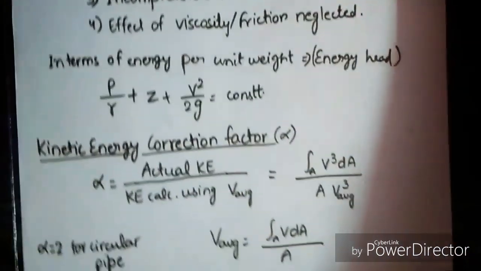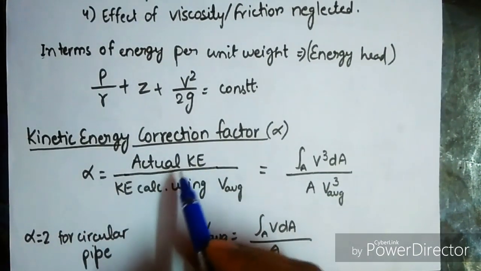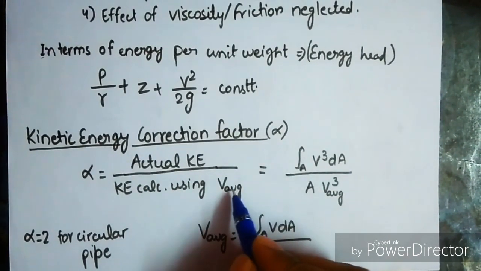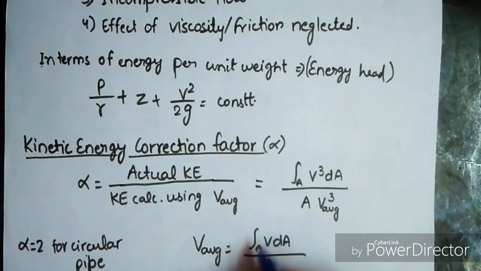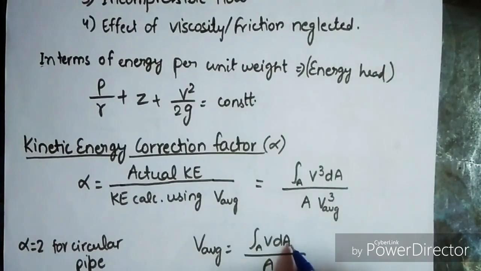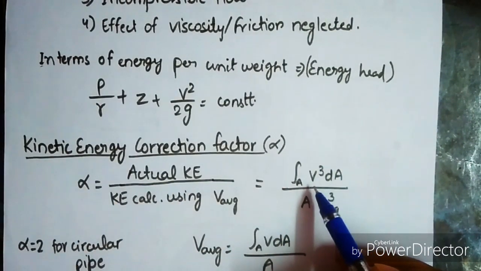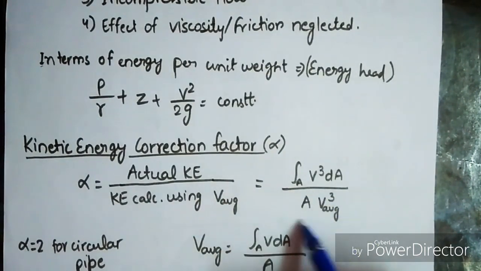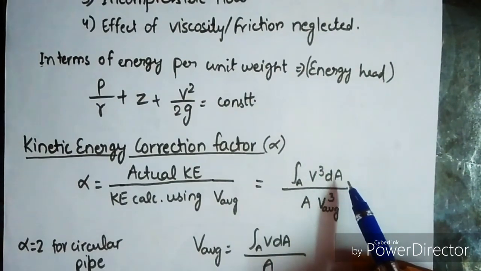Now the kinetic energy correction factor. Kinetic energy correction factor is alpha. It is equal to the actual kinetic energy upon the kinetic energy calculated using average velocity. How will we find the average velocity? Using this formula, the integral of v dA upon the total area. And how will we find the kinetic energy? Using the integration of v cube dA upon v average cube. V average we have determined from here. We know the area, and we will integrate the velocity with respect to area.